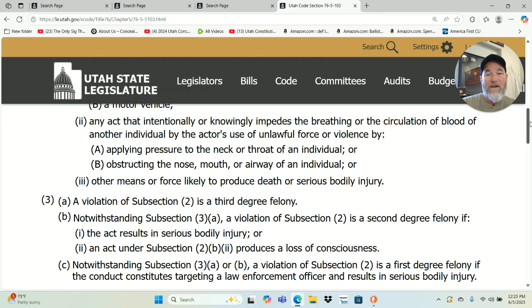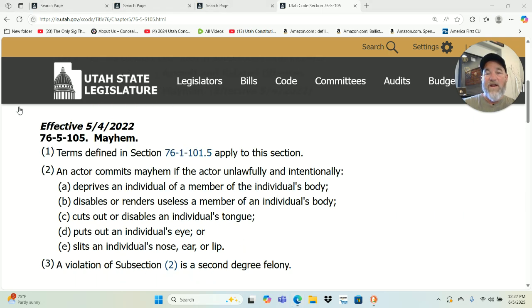Or choke holds and strangulation under this one. Any act that intentionally or knowingly impedes the breathing or the circulation of blood of another individual by the use of unlawful force, by applying pressure to the neck or throat of the individual, or obstructing the nose, mouth, or airway, or any means or force likely to produce death or serious bodily injury. That would be the definition of aggravated assault.